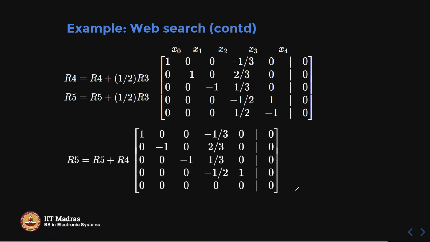So all 0 rows, you can throw them away. That's not an equation at all. 0 equals 0. It is an equation, but it's always satisfied, right? So you don't have to bother about it. So this you can throw out, okay? So now you have to start your back substitution, okay?